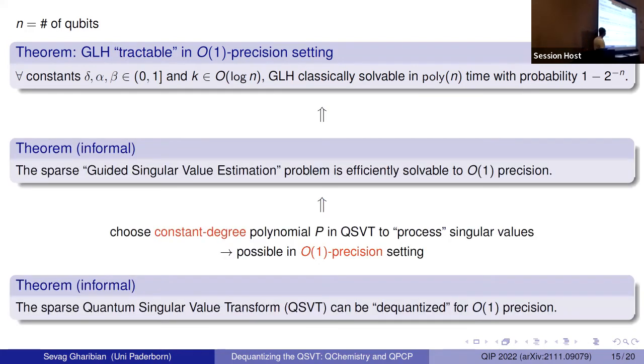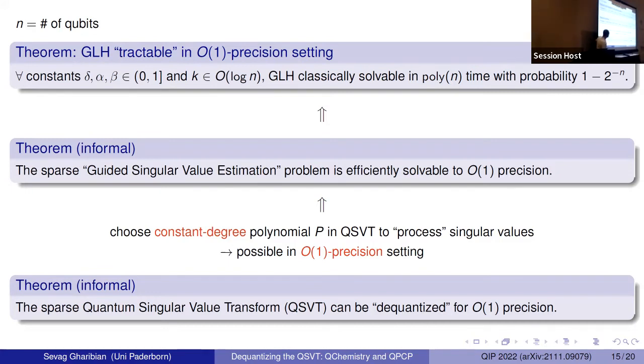And this is basically a sketch of the main parts of the proof and how they fit together. Obviously I can't go through the whole thing, but the main thing first is we reduce GLH to something more general. We reduce it to estimating singular values in the guided setting. And I hope you believe me that GLH is just an eigenvalue problem, so obviously that should reduce to singular value estimation, which is more general. Again, constant precision, of course. And then we reduce this to the so-called dequantization of the quantum singular value transform.